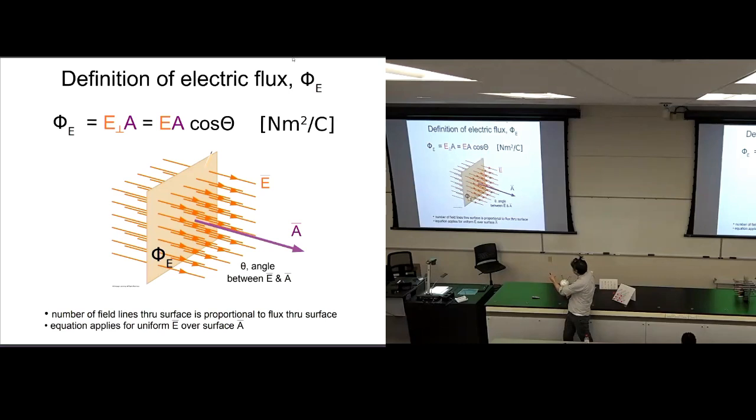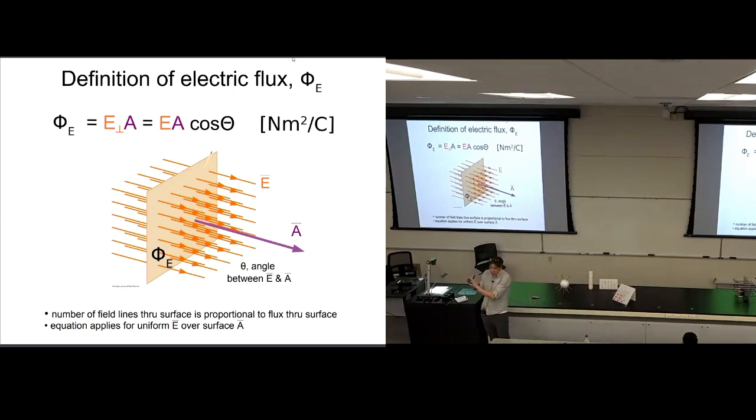The subtlety is that it's the field perpendicular to the surface that contributes to the flux. So we write the flux through this surface as the product of the area of the surface times the perpendicular component of the field. Or you can write it as the strength of the field times the size of the area, times the cosine of the angle between the two vectors representing the electrical field and the area of the surface. So these are two ways that we can write the electrical flux.